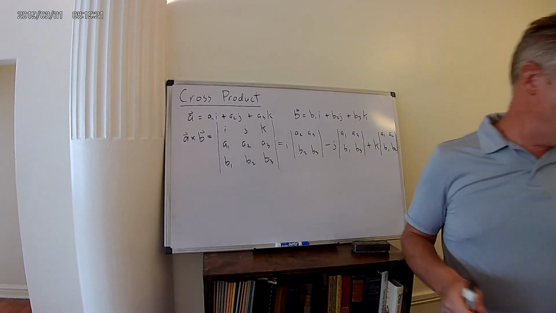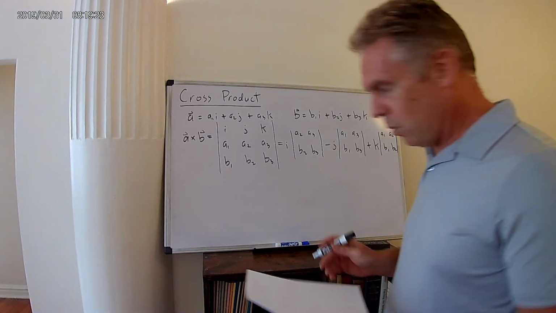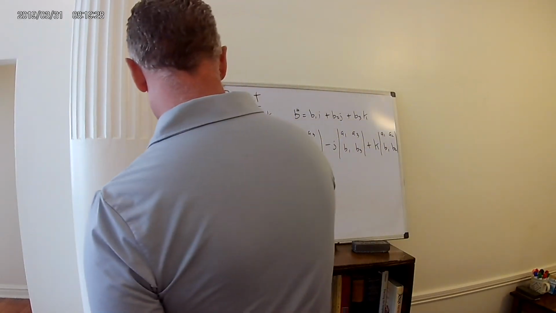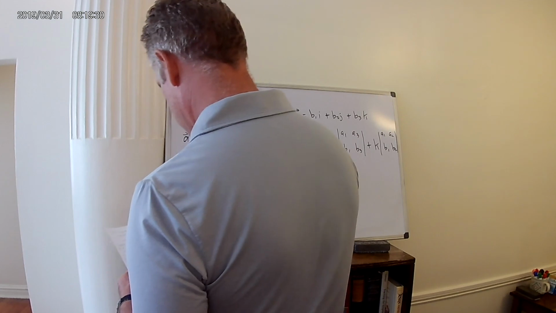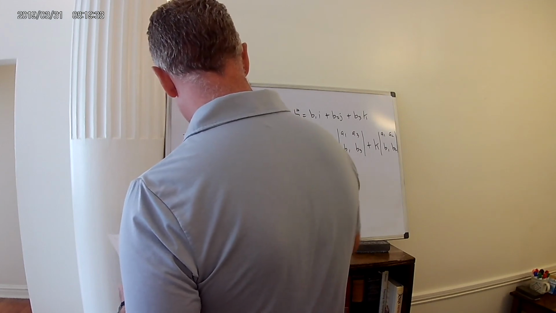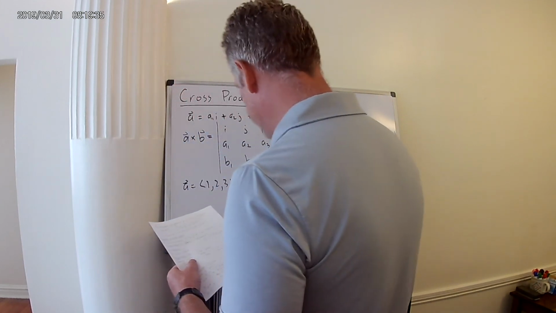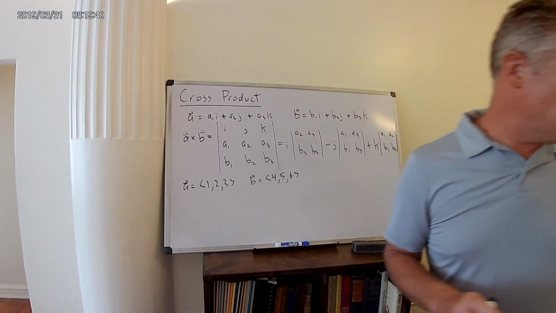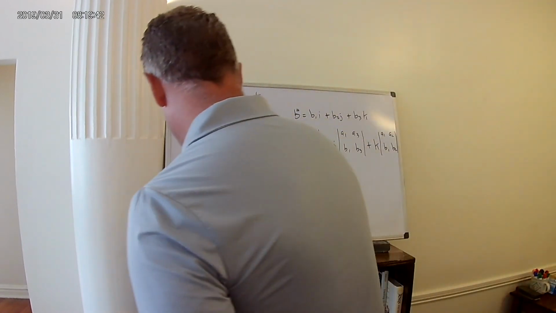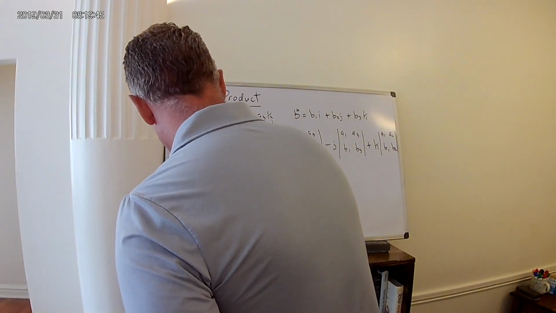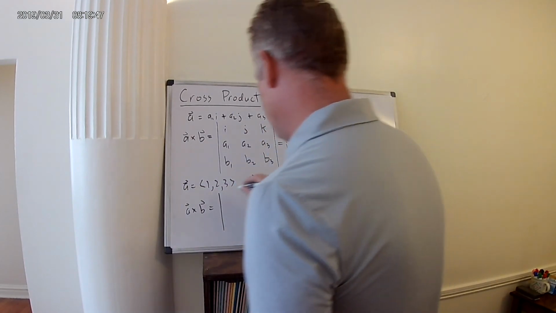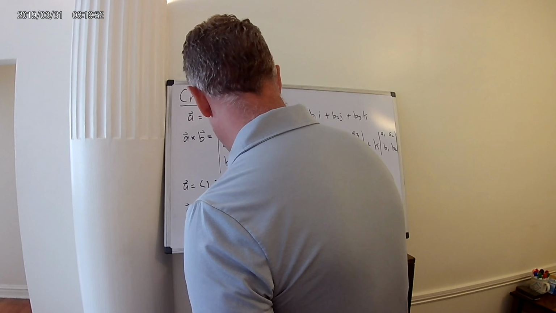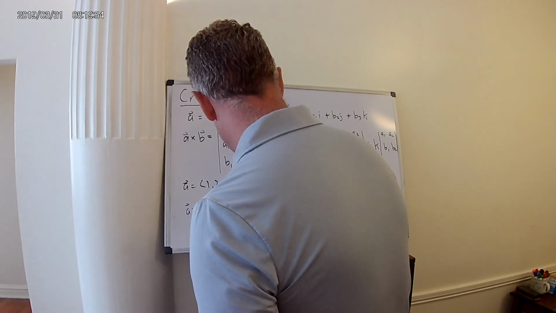Now why don't we do an example of this? Suppose we have these two vectors, A equals 1, 2, 3, and B equals 4, 5, 6. Let's calculate the cross product of these vectors. A cross B will be equal to the determinant of I, J, K, 1, 2, 3, 4, 5, 6.